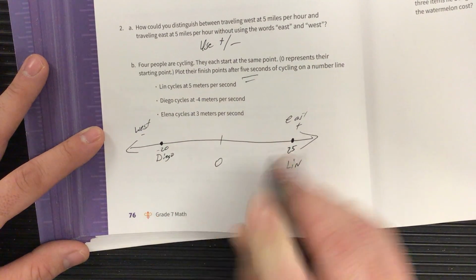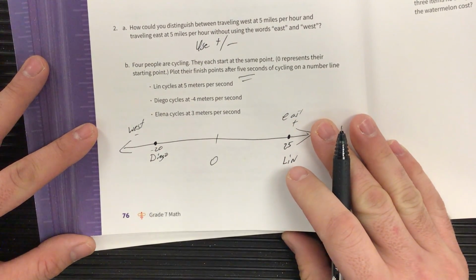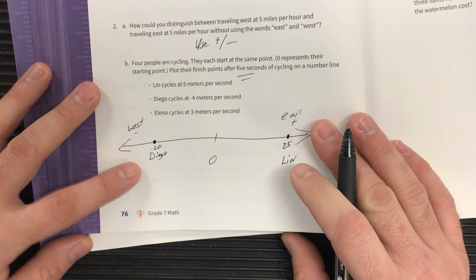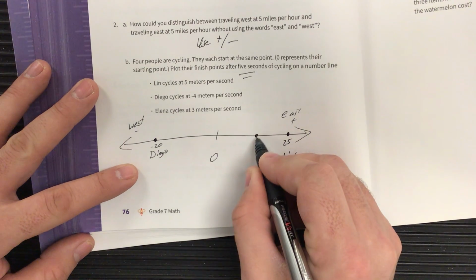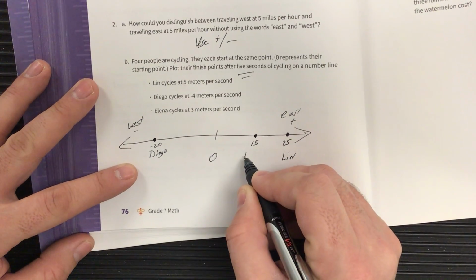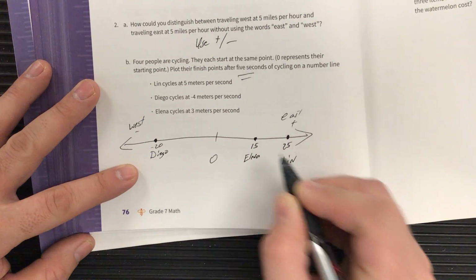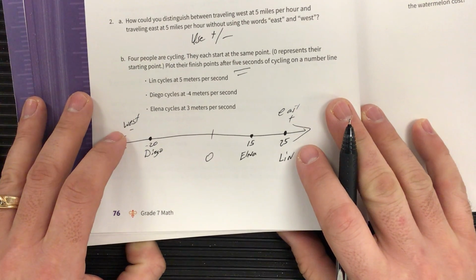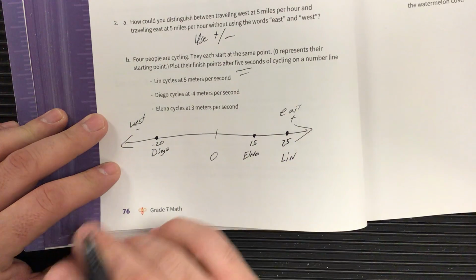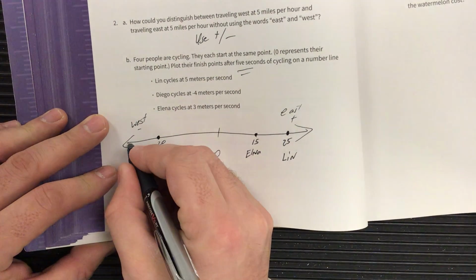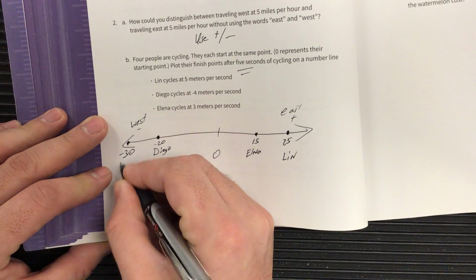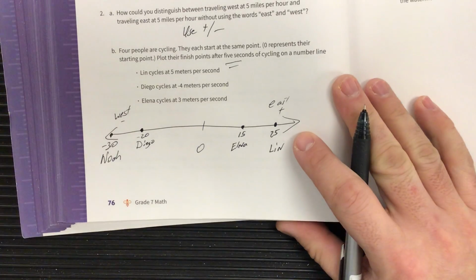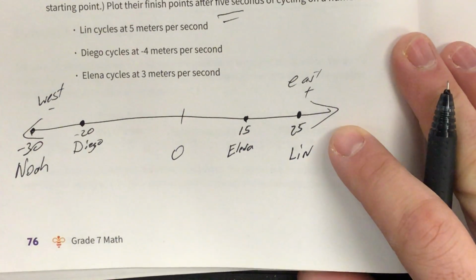Again, that doesn't mean he's going backwards. That just refers to direction. Elena. Brooks. 15 meters per second. 15. Just about wrote your name down there, Brooks. Elena. And remember, Noah's on the next page. Chesney. -30. So those should be the points we should have labeled there.